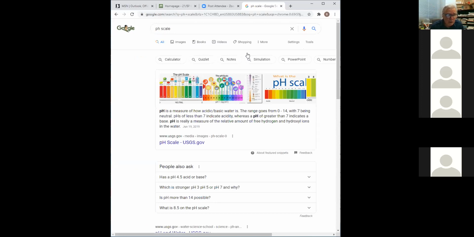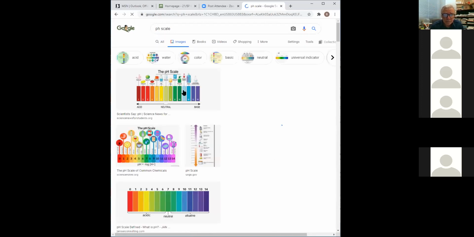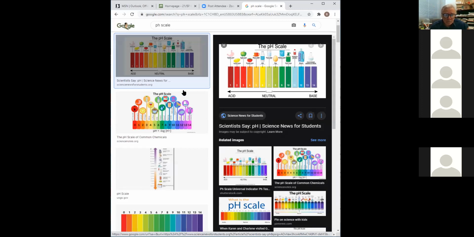Okay, there's the pH scale. So it's 0 to 14, or 1 to 14. And here's neutral pH, and that's pure water. And down here is acid. That means the hydrogen ion concentration is higher than the hydroxide concentration. And it's a logarithmic scale.